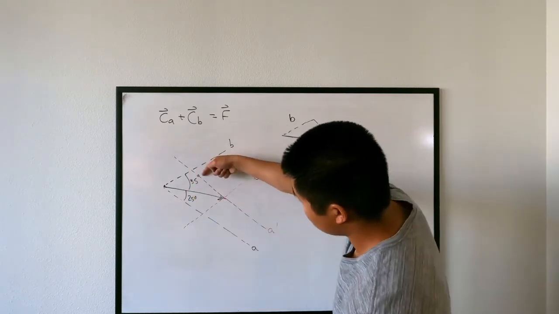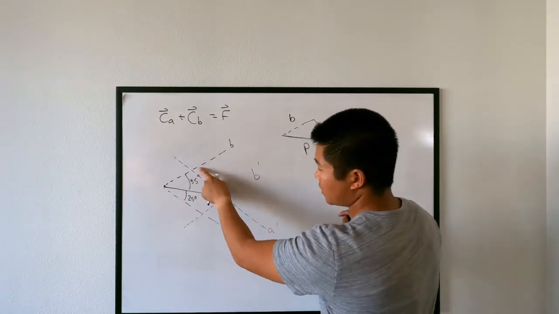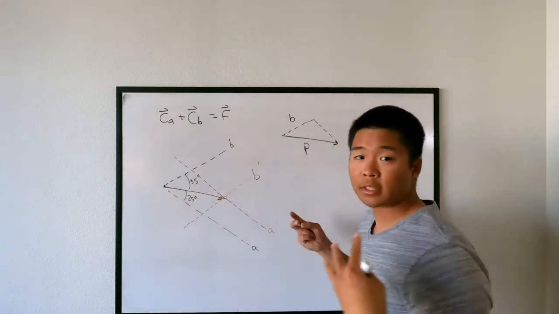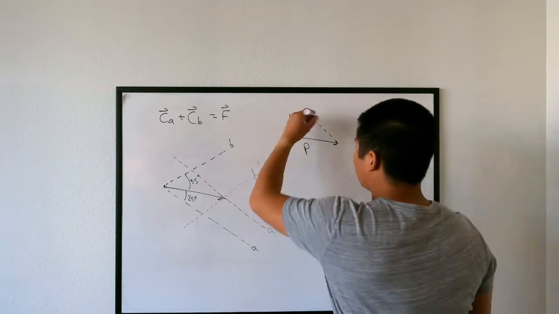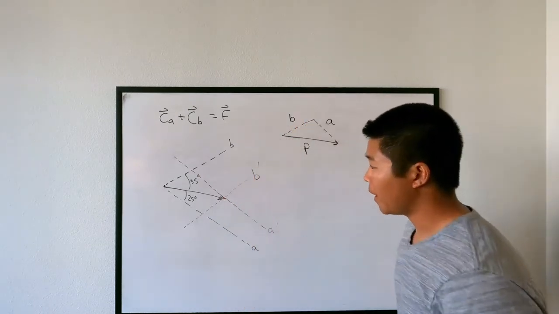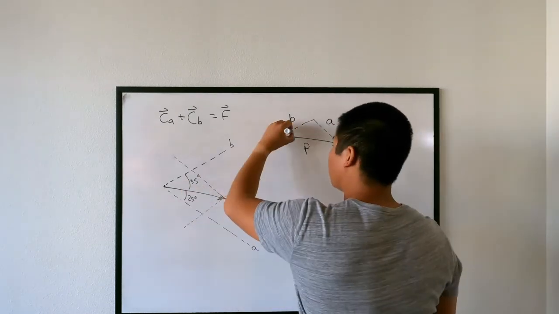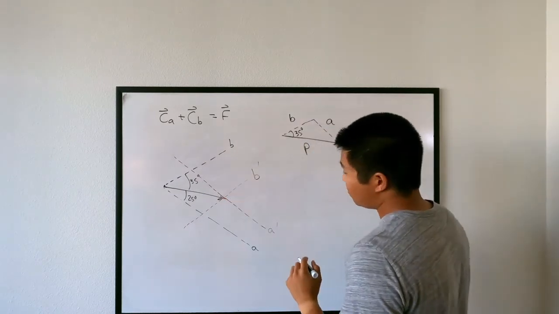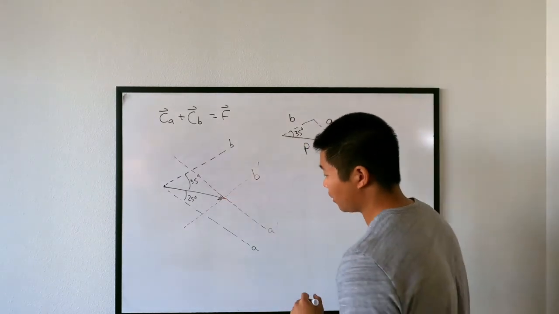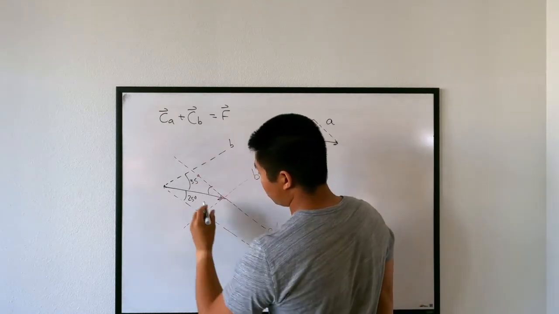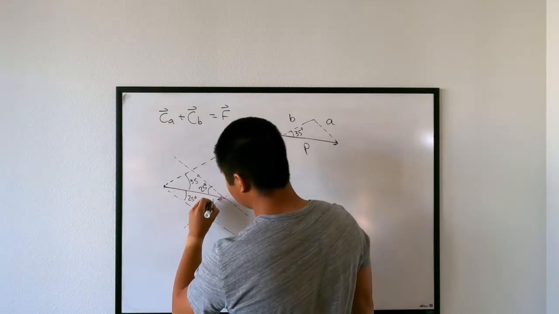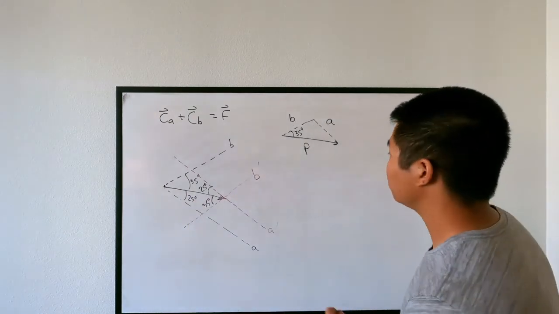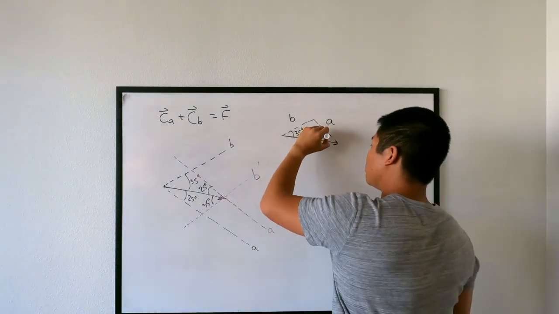This is going to be our side A, and notice that this side A is the same as this side A, this side B is the same as this side B, hence it's a parallelogram, right? So this will be our side A. Now, this is a 35-degree angle, and because of geometry, this will be a 25-degree angle, and this will be a 35-degree angle. So this will be our 25-degree angle.